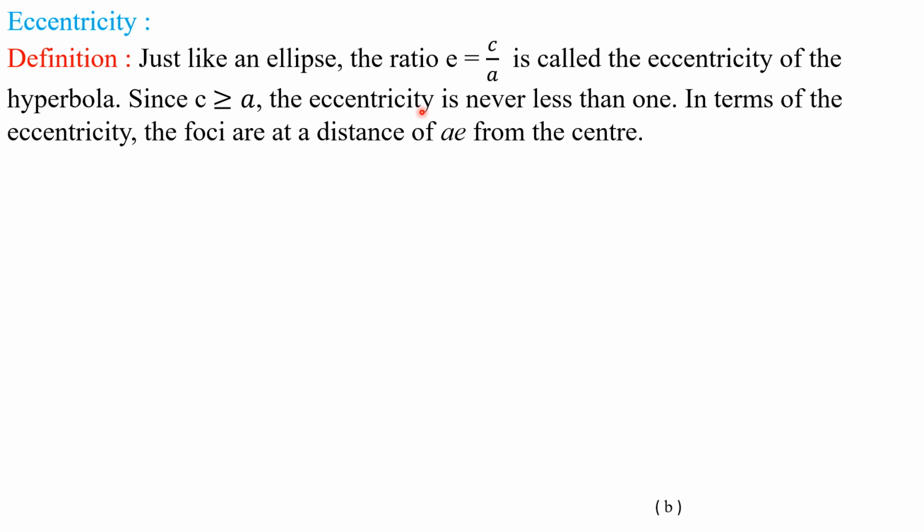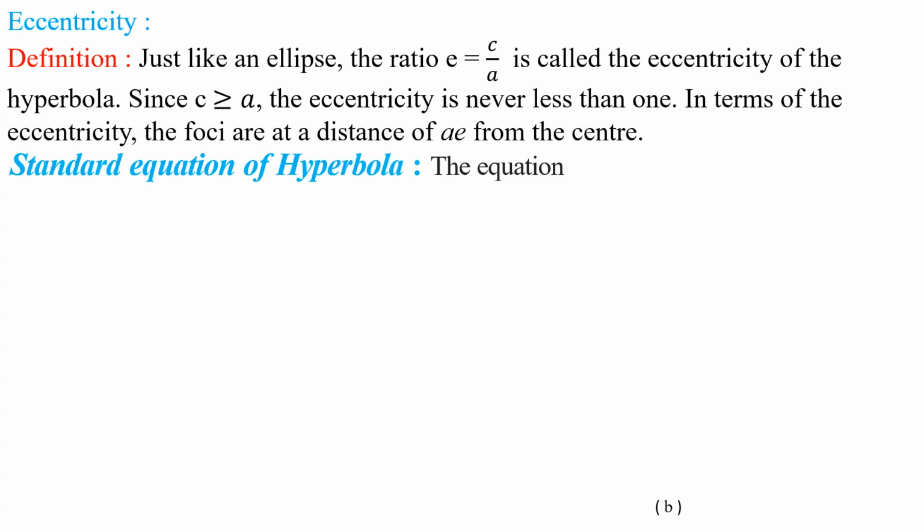Okay, my children. In terms of eccentricity, the foci are at a distance of ae from the center. So we define the coordinates of foci in terms of eccentricity as plus or minus ae comma 0. Same as in the case of ellipse, here also we can define the foci of hyperbola in terms of eccentricity like this. Okay, my children, understood this point?